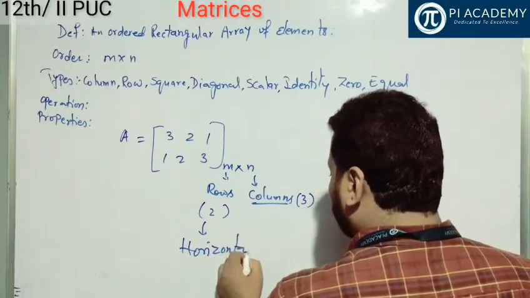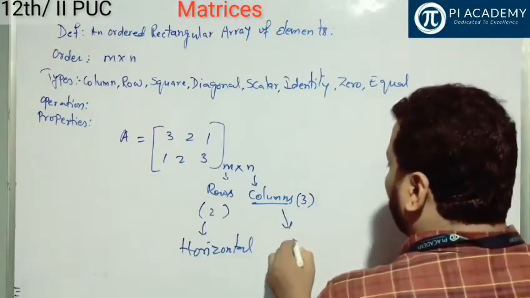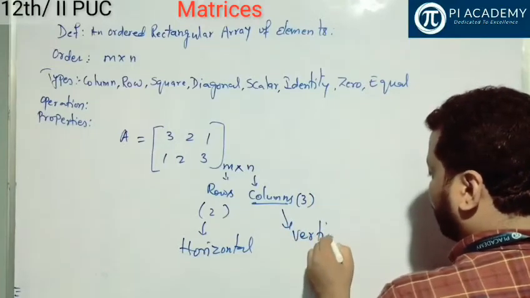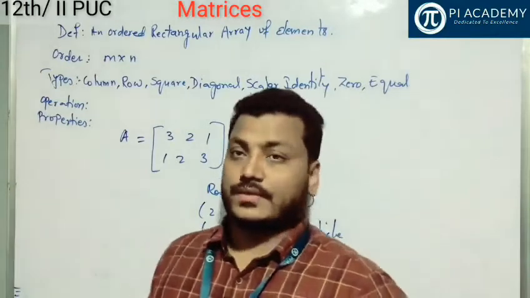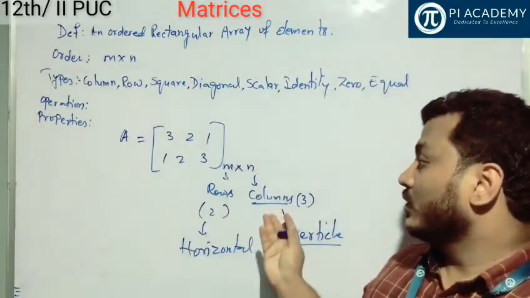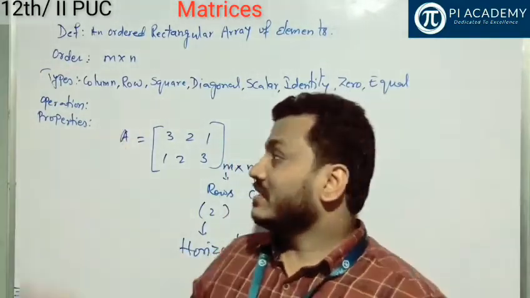This is nothing but horizontal. Horizontal is known as rows. The column is nothing but the vertical elements. Vertical elements are known as columns. So these two things are there, the rows and the columns in the matrix. Now we'll see the types.